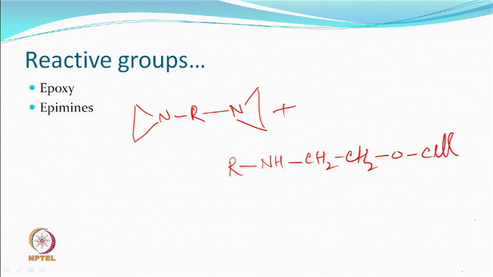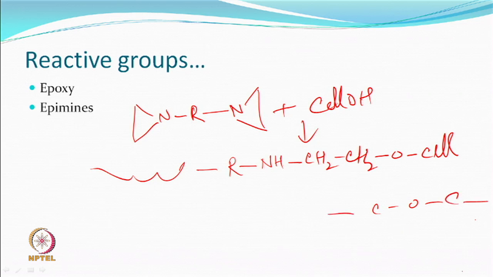If cellulose is reacted, and of course, on this side also something similar would be there. So, you can get a cross link which in a way you can consider as the ether link. So, this is an ether link. This can be also generated. So, one can produce crosslinks in this manner.